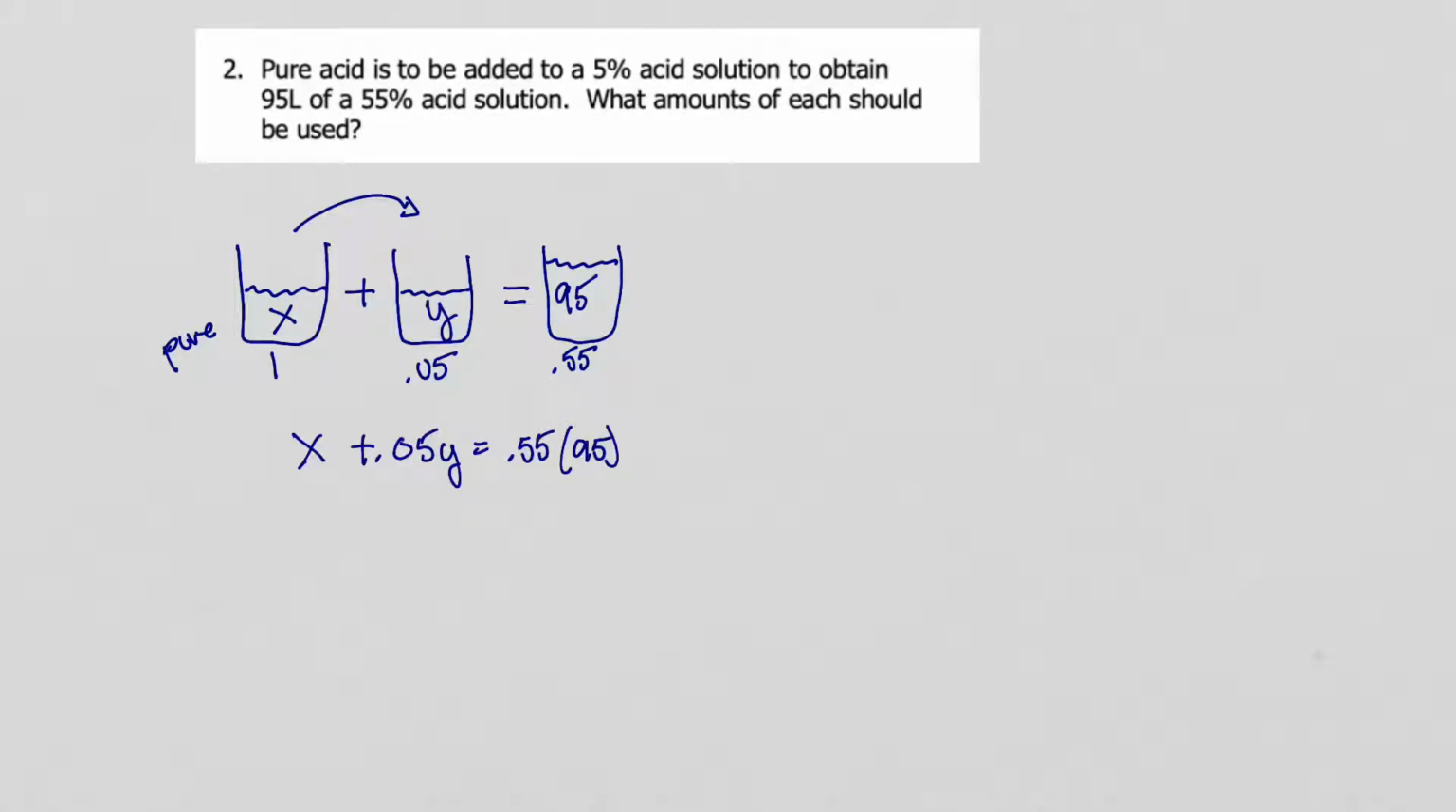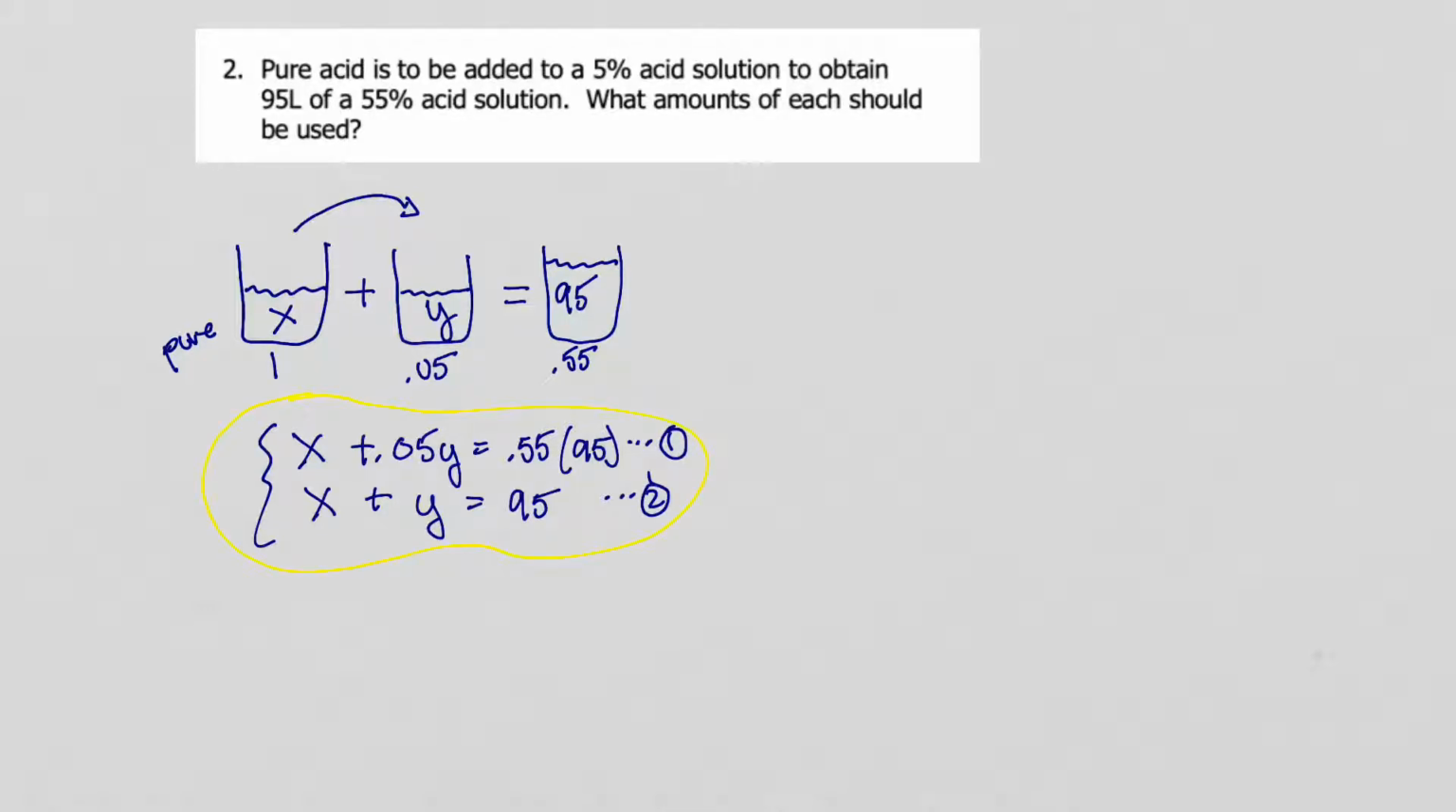And I think we can get another equation just by looking at what we have here. This first one is the amount of acid. I've got 100% acid plus 5% of this amount, which is acid, and that gives me 55% of this, which is acid. So this is measuring the amount of acid. Now, if I just measure the amount of solution, it's this amount plus this amount gives me that amount. So here's another equation. I have two variables, I need two equations: X plus Y is equal to 95.